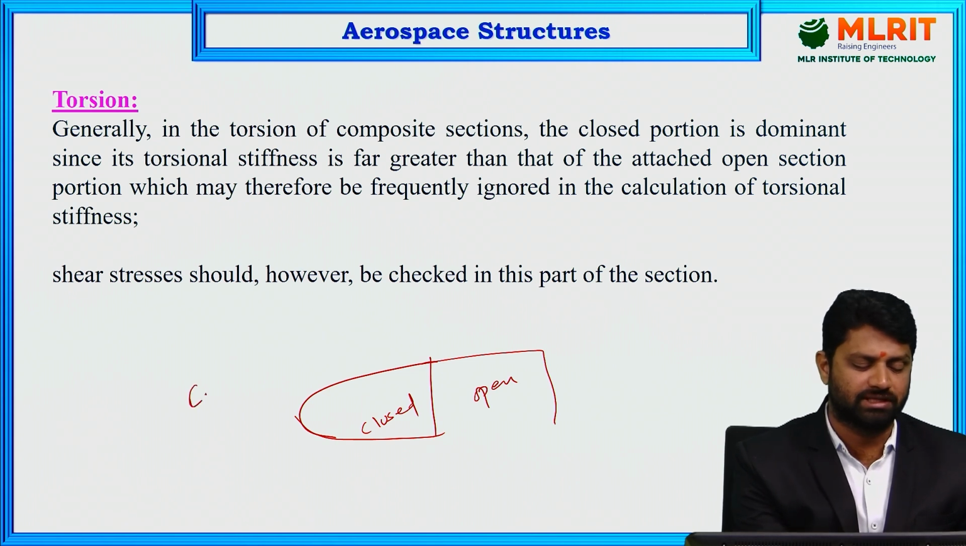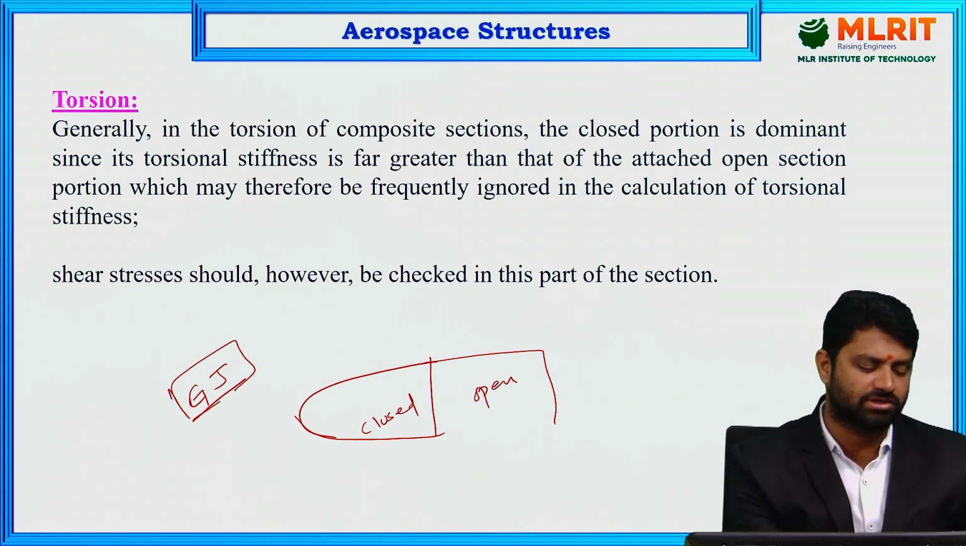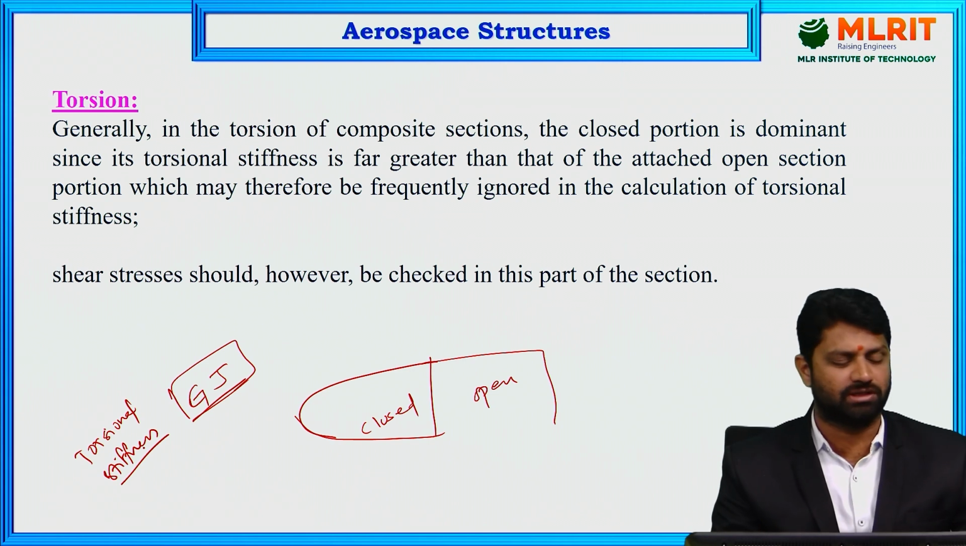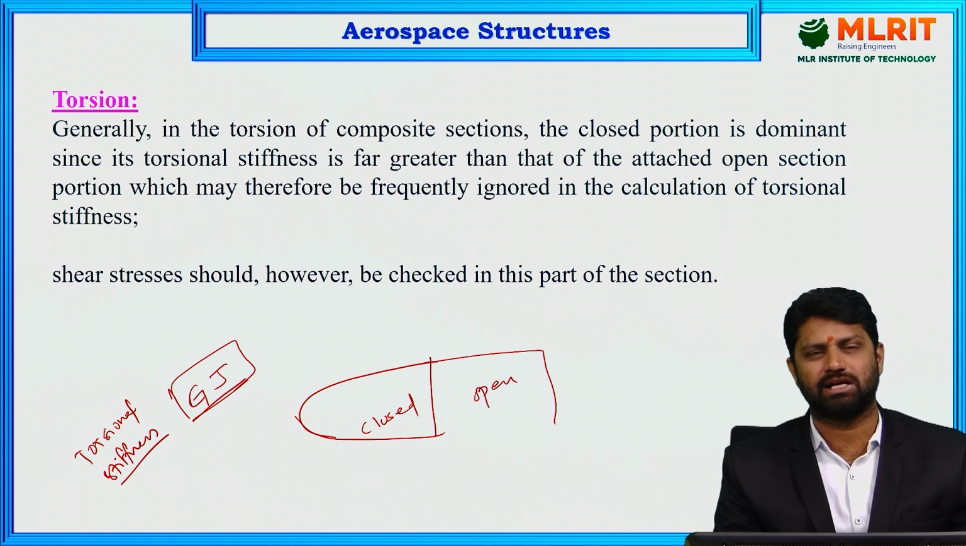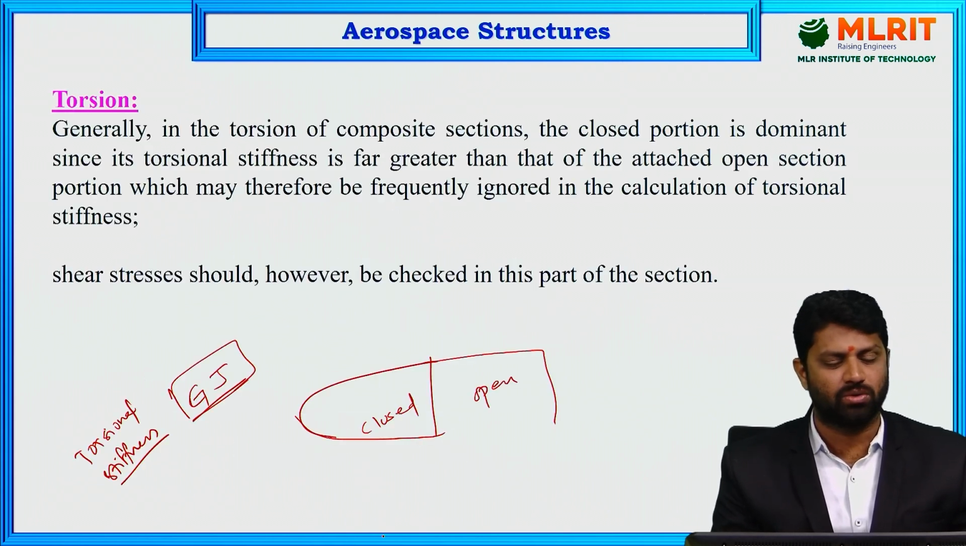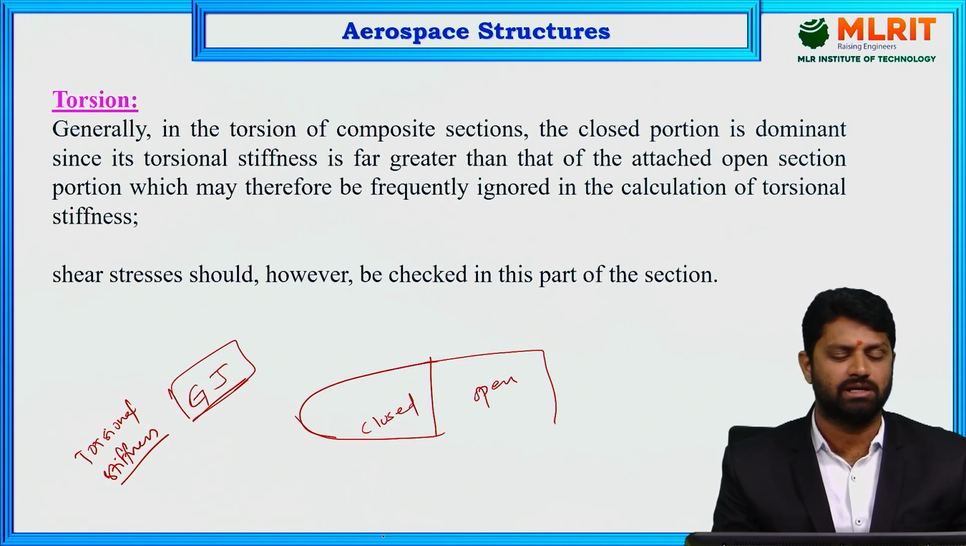Torsional stiffness is defined as the product of GJ, that is the modulus of rigidity and the polar moment of inertia. So the closed section beam will have a larger torsional stiffness when compared with the open section beam, and therefore sometimes in the analysis you can neglect the torsional stiffness of open section beams. But the shear stresses should be considered for both the closed section beam as well as the open section beam.